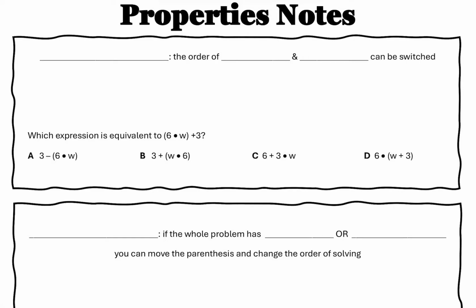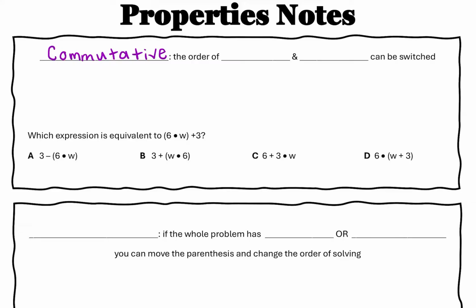All right, so in today's episode, we are going to be talking about properties. Properties are essentially different things that we can do with numbers. We're not actually solving, but we have to know some rules with numbers. The first property we're going to talk about in this first box is the commutative property. Let's spell that. It has two M's, commutative.